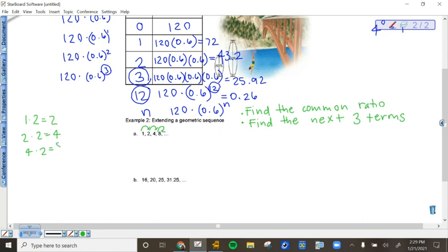Yeah. So what's our common multiplier, or common ratio? Equals 2. And so what are our next three terms going to be? After 8. What's 8 times 2? 16. 16 times 2? 32. 32 times 2? Yeah, 64. There you go.